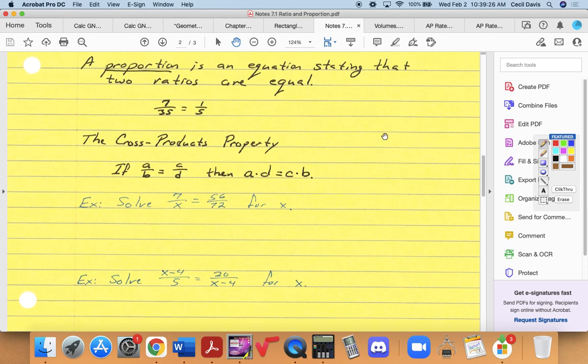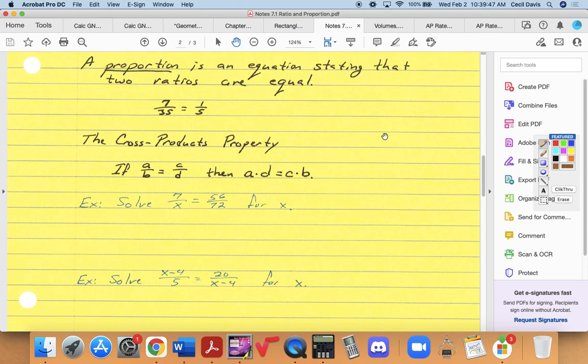Something that's closely related to a ratio is a proportion. A proportion is an equation stating that 2 ratios are equal. So for example, 7 over 35 is equal to 1/5. That's a proportion. It says that those 2 ratios are equal to one another.